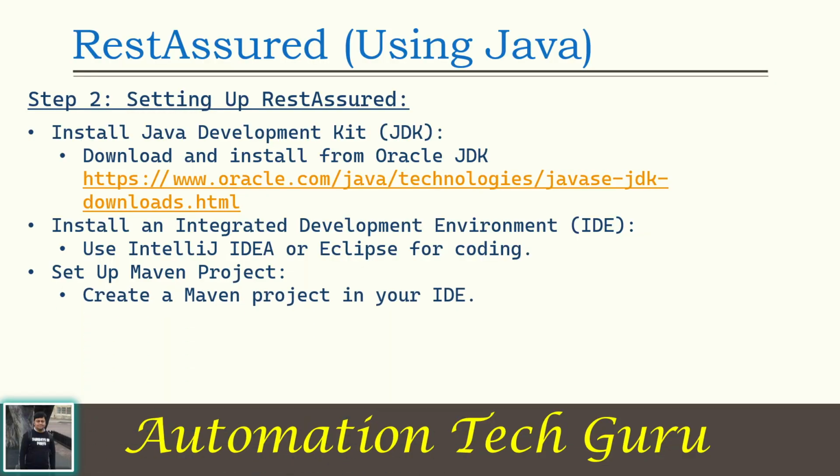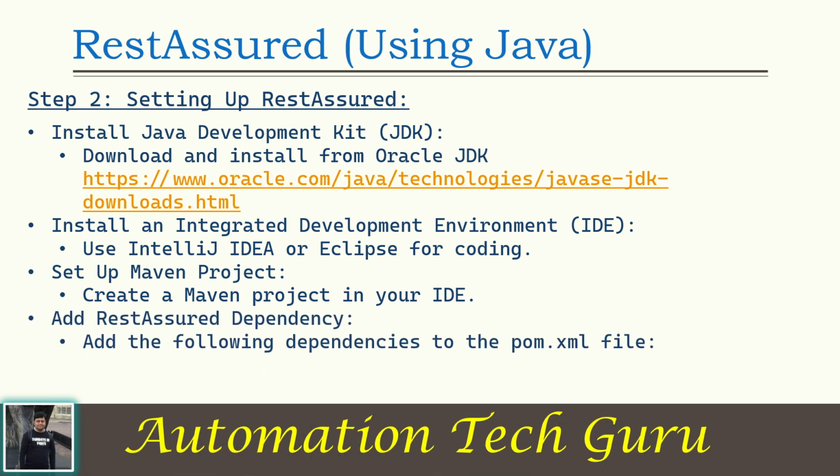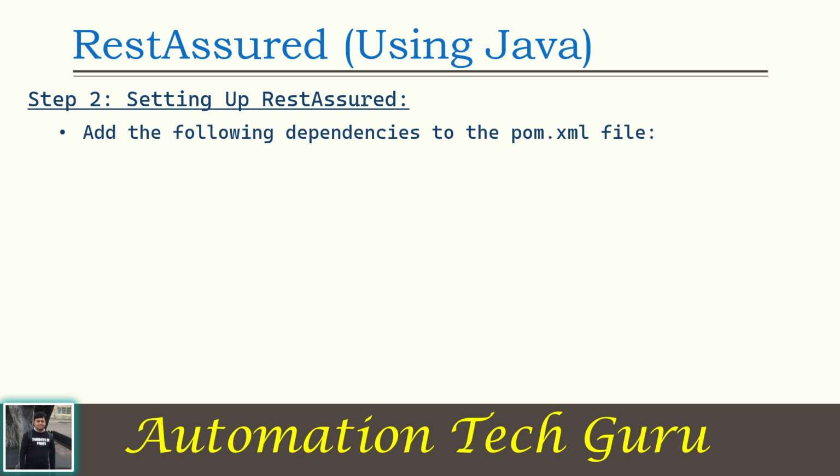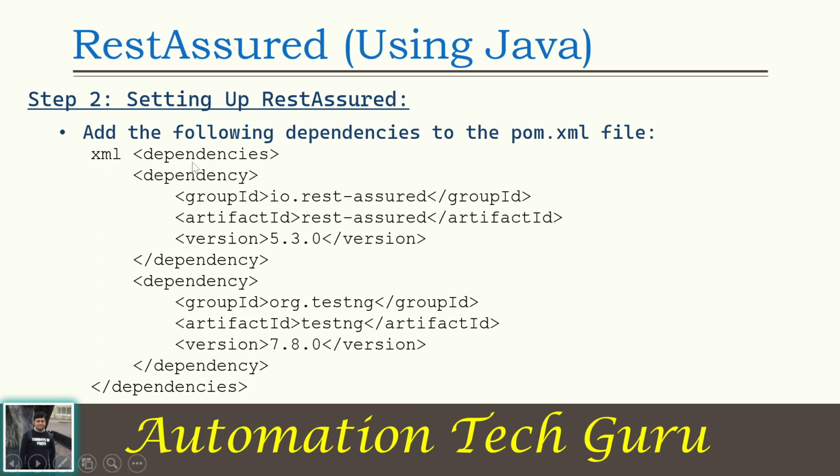Next is to set up the Maven project. Create a Maven project in your IDE, add the RestAssured dependency, and add the following dependency to the pom.xml file. This is the XML dependency with group ID io.rest-assured, and this is the version. Then you can use org.testng, and this is the version. So you can add RestAssured as well as TestNG.